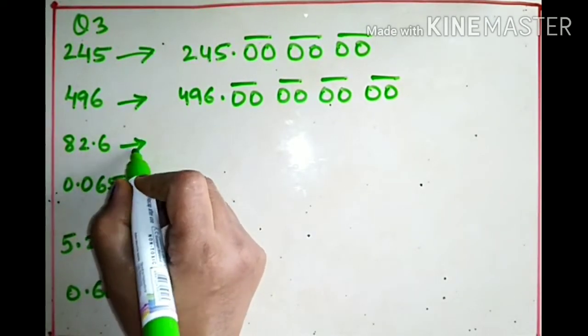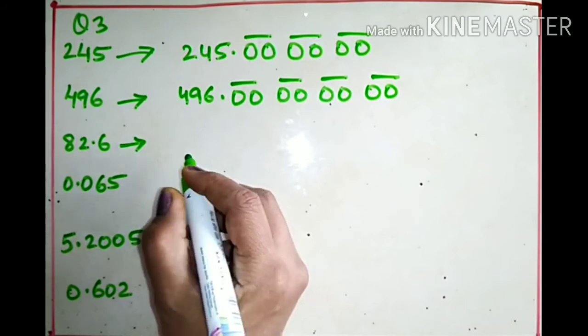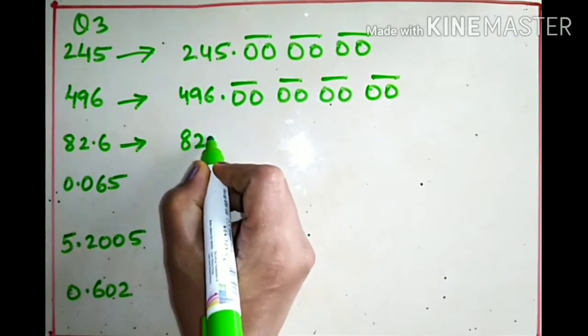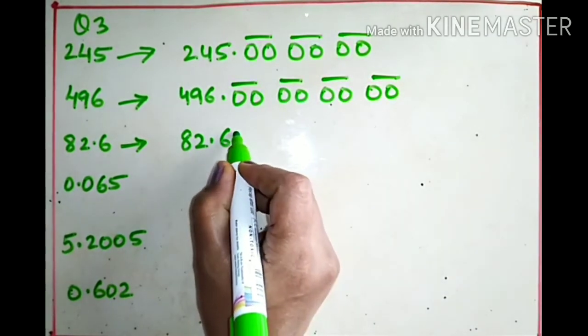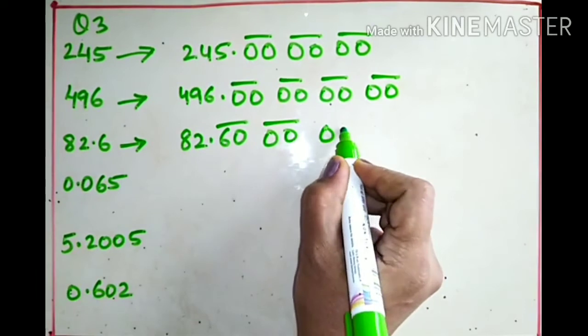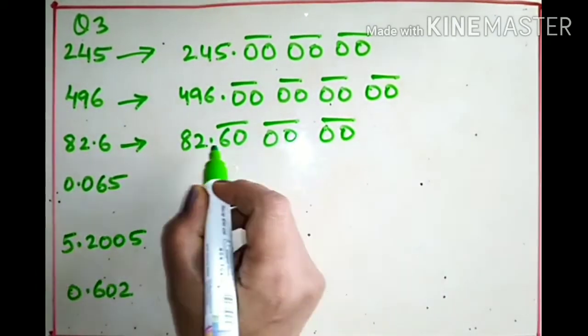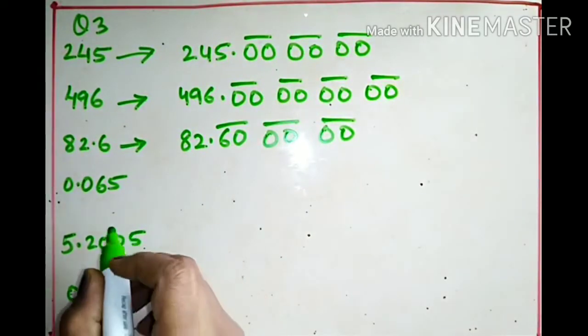82.6 we have to find correct up to 2 decimal places. 82.6, now 1 place is there but it is single, so we'll put 0 here, 1 pair, second pair and third pair. This is for correct up to 2 decimal places.